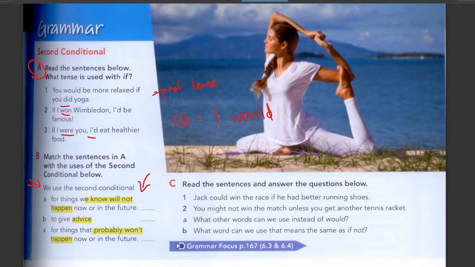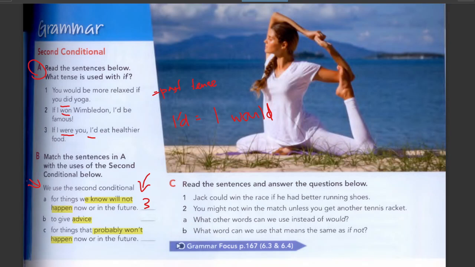Which one is it? Is it sentence number 1, 2, or 3 that we know will not happen? It is sentence number 3. If I were you, I'd eat healthier food. Kalau saya jadi kamu, if I were you. But there is no way that I can be you. Takkan boleh berlaku. Will not happen. So we use the past tense there, if I were you. We don't say if I am you, or if I was you.